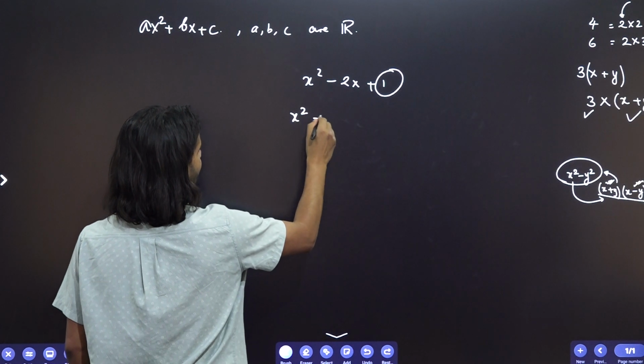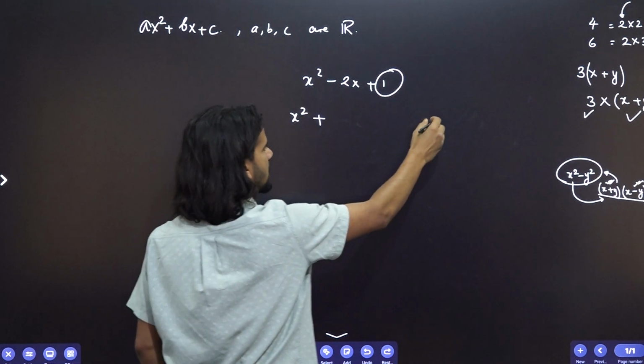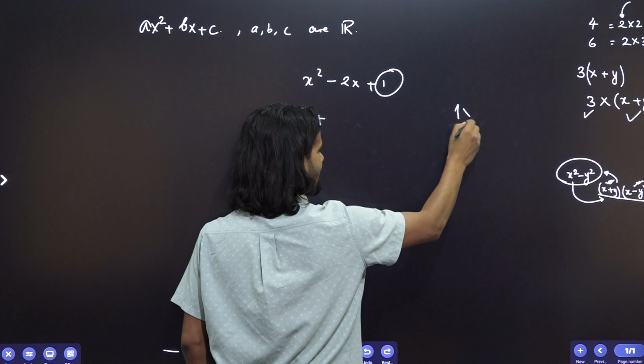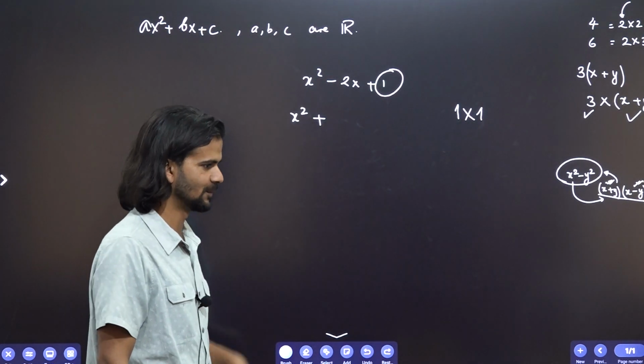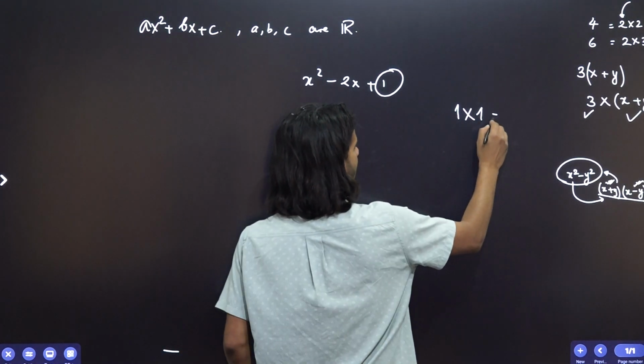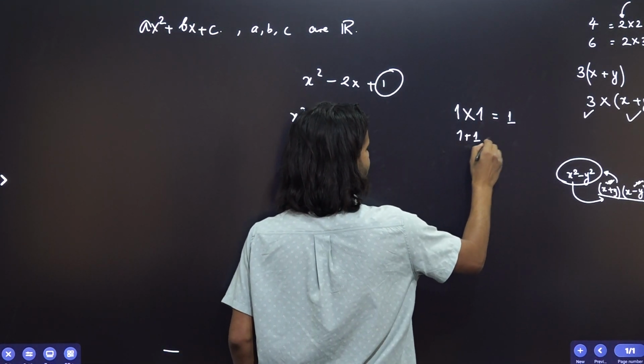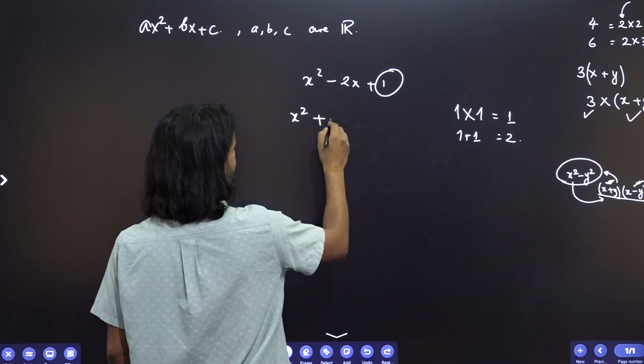x square, 1, multiply. Which two things multiply to give 1? 1 times 1 is 1. 1 plus 1 is 2. So you could use these factors, right?